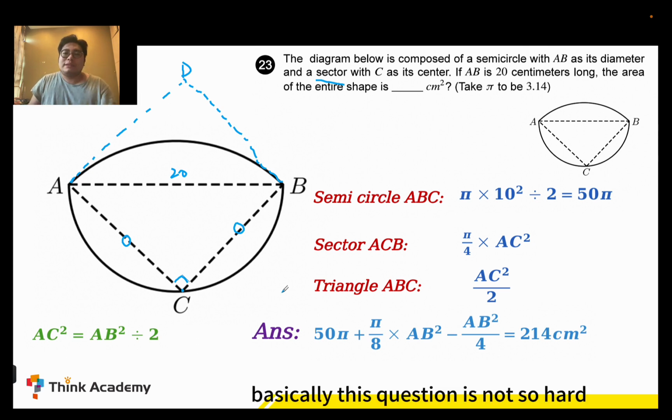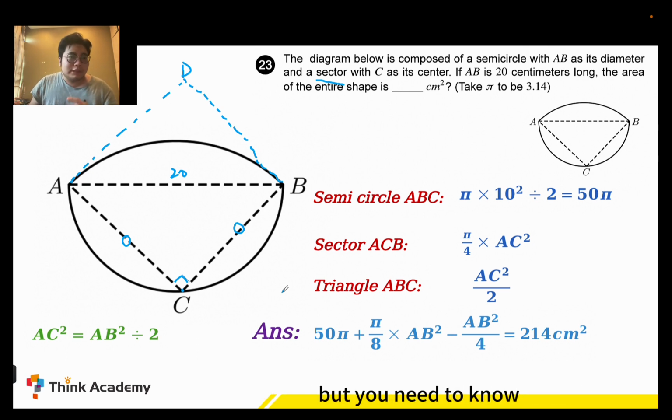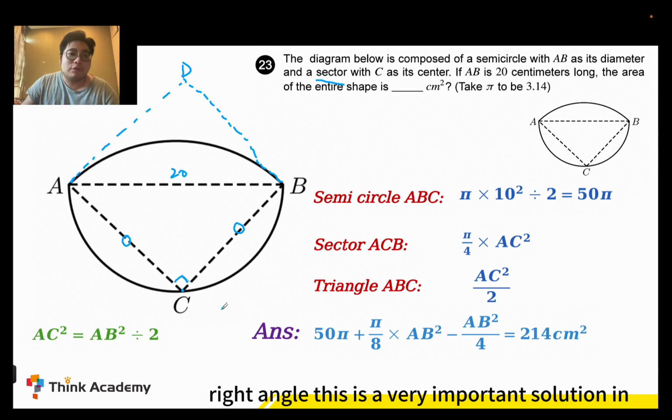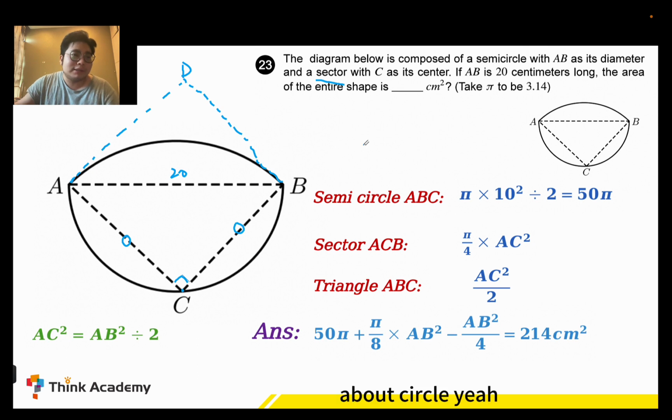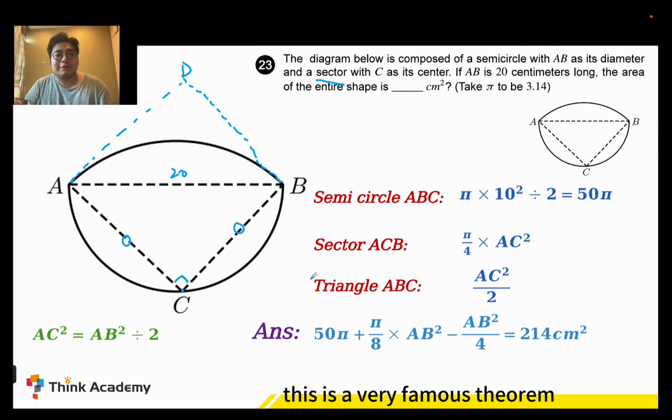Basically, this question is not so hard, but you need to know the angle ACB is a right angle. This is a very important result when we are calculating questions about circles. This is a very famous theorem, and I hope all of you can remember it.